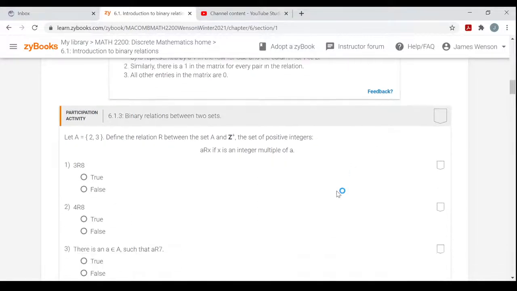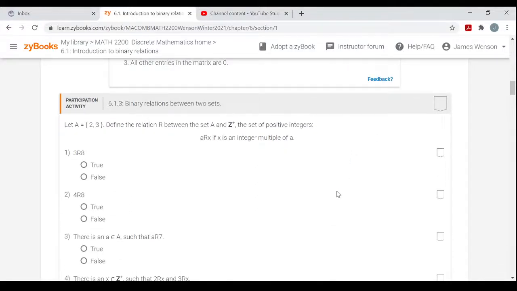Okay, so now they give us an activity here. Suppose set A is just a set with 2 elements, 2 and 3. They're asking us to define the relation R between set A and the positive integers. So this is like the domain set, and this is like the target set, the set of positive integers. And the relation is described this way: element a from set A is related to element x from the positive integers if x is an integer multiple of a.